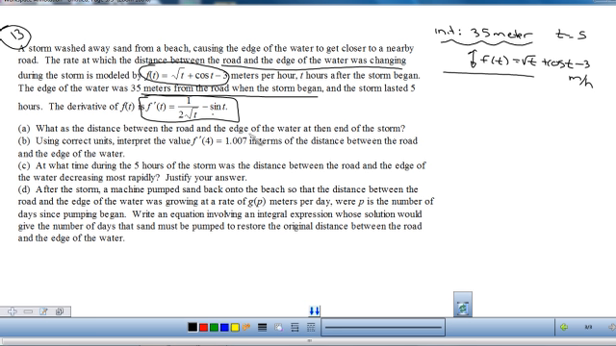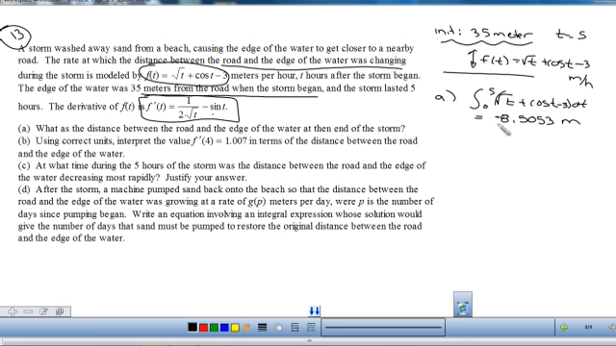What is the distance between the road and the edge of the water at the end of the storm? So we want to know the distance between the edge of the water and the road. This is how much it's changing. So the distance that it changed is going to be the integral from 0 to 5 of square root of t plus cosine t minus 3 dt. And that turns out to be negative 8.5053 meters. So that is how much the distance between the water and the road changed.